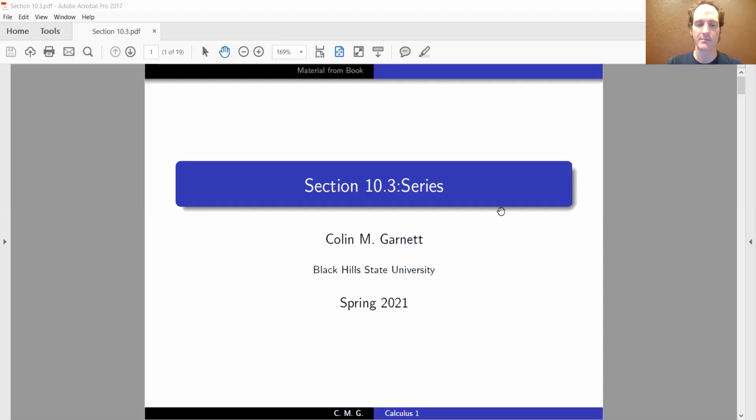Hi, everybody. So today I want to talk about series. This is section 10.3. And the idea here is we're going to add up the terms of an infinite sequence. So we're going to take our sequence, which is a bunch of numbers, and then we're going to add them all together, and we're going to see where that goes.